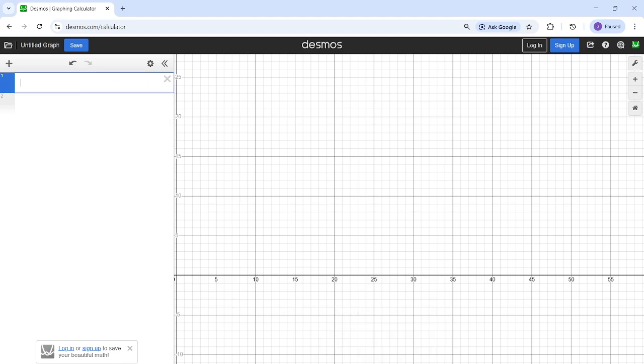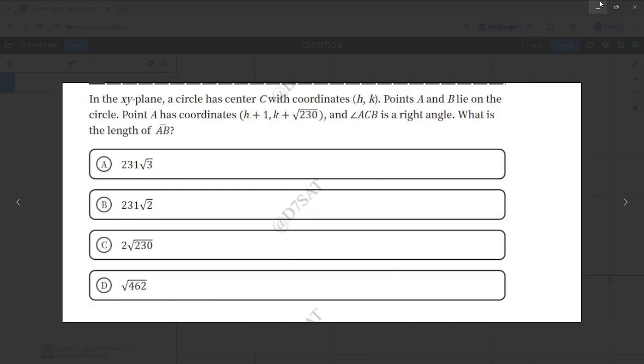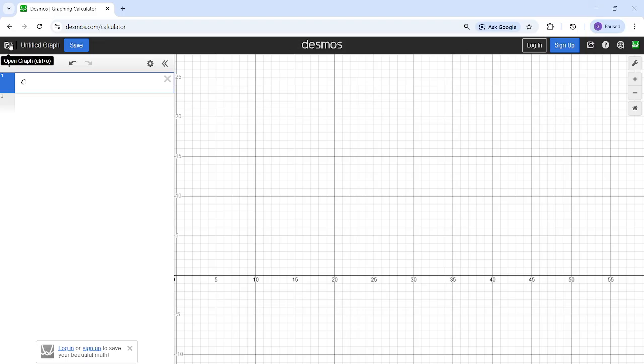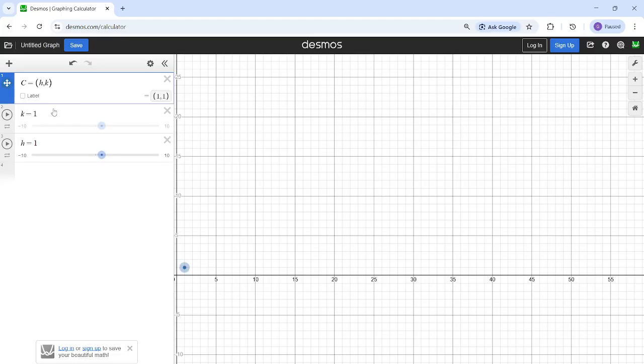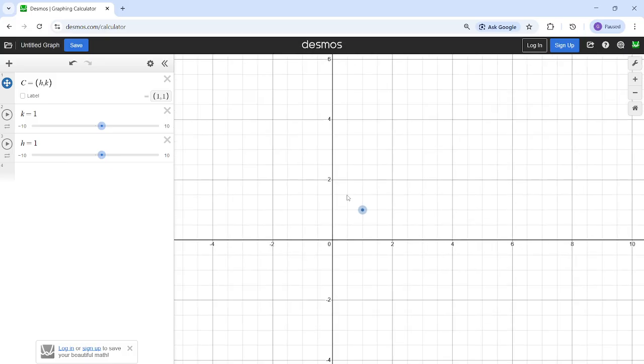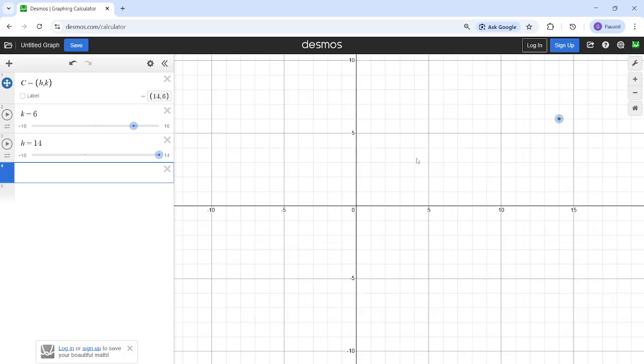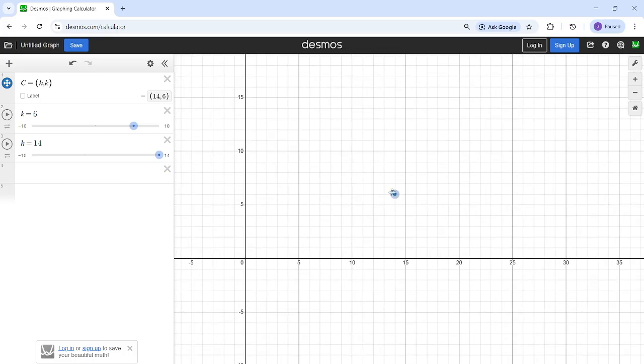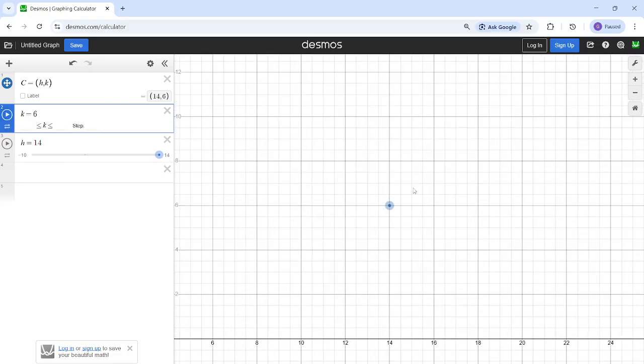So basically, it is saying that C has coordinates h and k. The thing is, we could put some random values to h and k because it does not matter, especially in this question. Let's say k is 6 and h is 12 or 14. Doesn't matter. Now the point is this. So this is the center of a random circle.